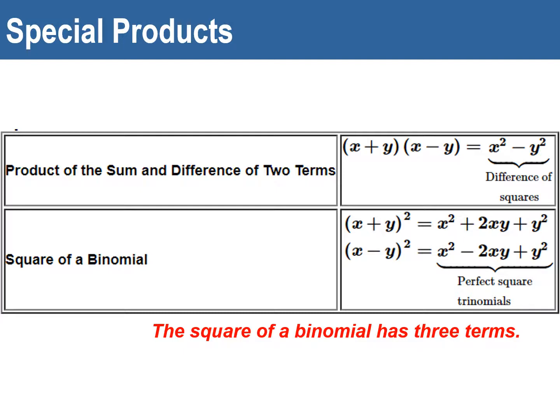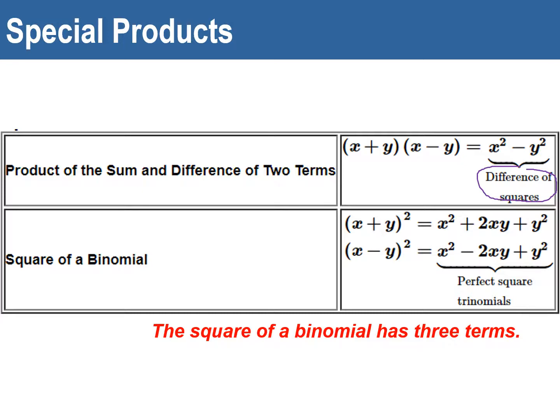Now you're ready to learn some special products. If you multiply x plus y times x minus y, and you do the distribution, I think you noticed our cross terms were going away. And the answer becomes x squared minus y squared. This is called a difference of squares. You don't actually have to do the multiplication anymore if you can remember this special product.